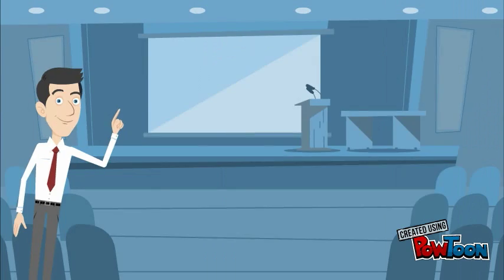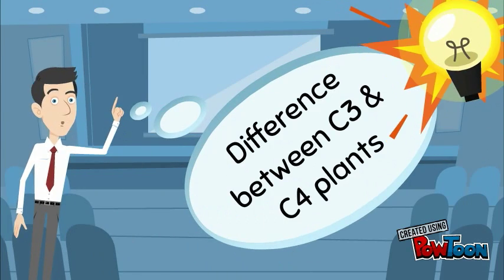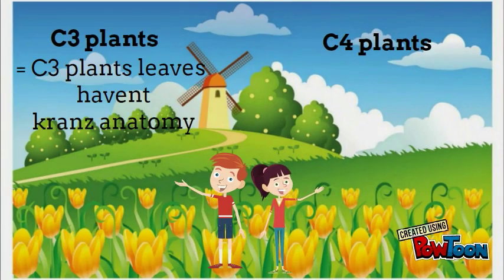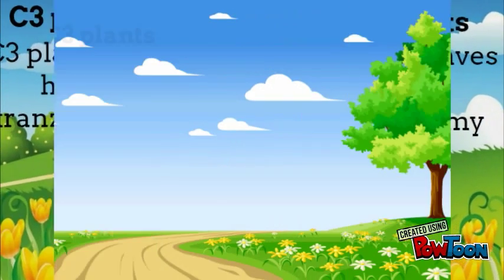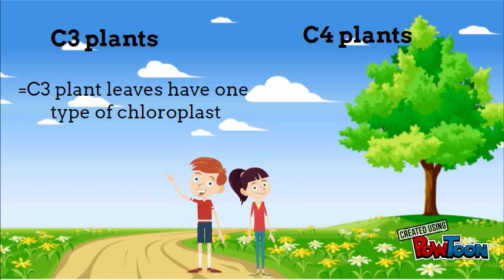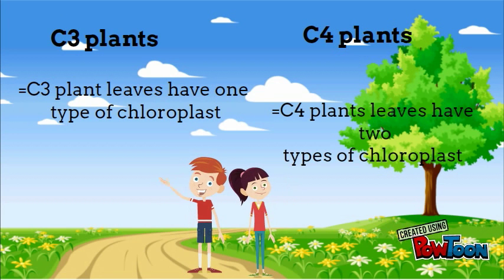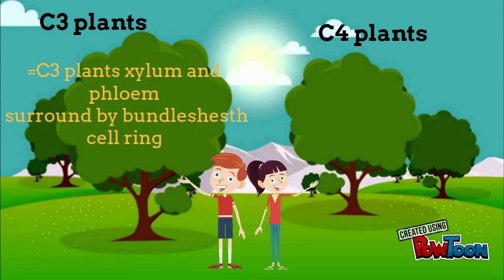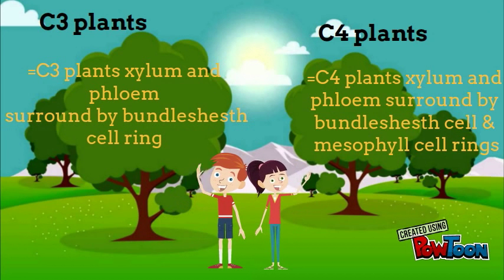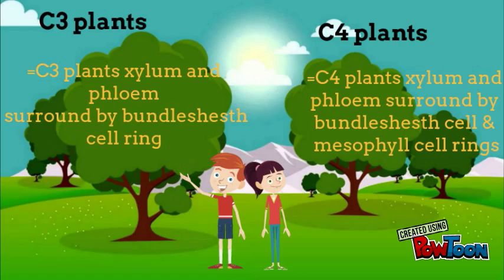Difference between C3 and C4 plants. C3 plant leaves don't have Kranz anatomy. C4 plant leaves have Kranz anatomy. C3 plant leaves have one type of chloroplast. C4 plant leaves have 2 types of chloroplasts. In C3 plants, xylem and phloem are surrounded by a bundle sheath cell ring. In C4 plants, xylem and phloem are surrounded by bundle sheath cell and mesophyll cell rings.